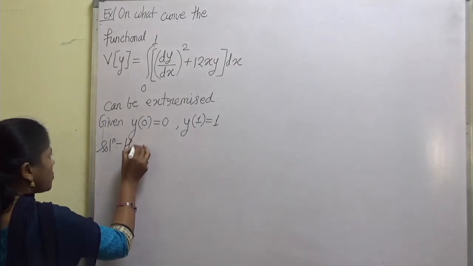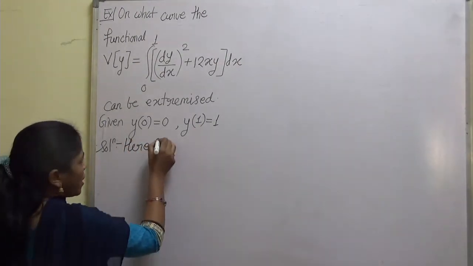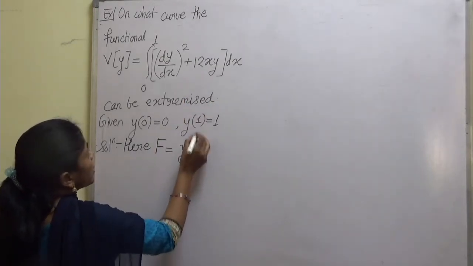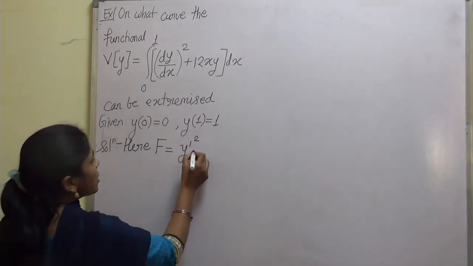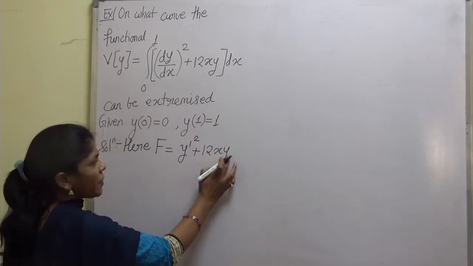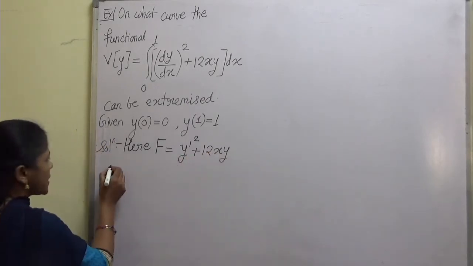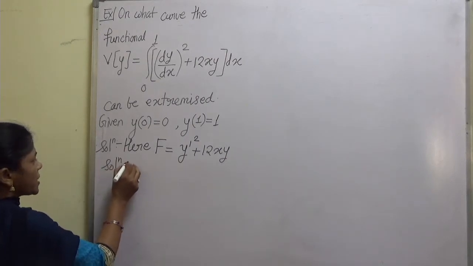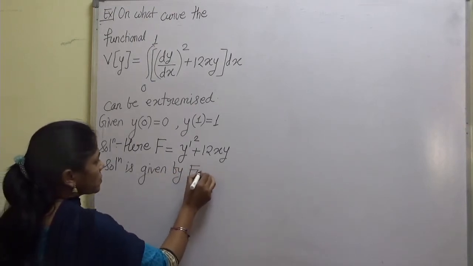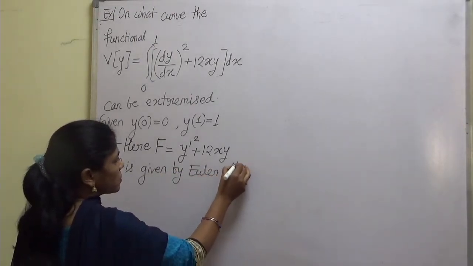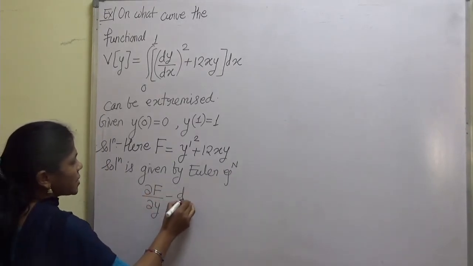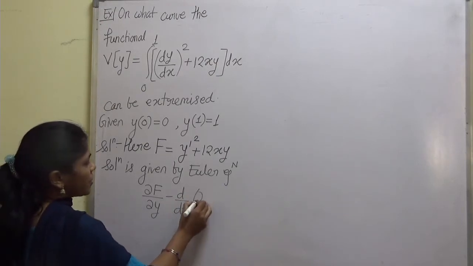Let us start with our usual process, that is to find first the function f. That is nothing but the integrand, which is y dash square, where y dash is dy by dx, plus 12xy. Now this is a function involving x, y and y dash. Therefore the solution is given by the Euler equation: del f by del y minus d by dx of del f by del y dash equal to 0.